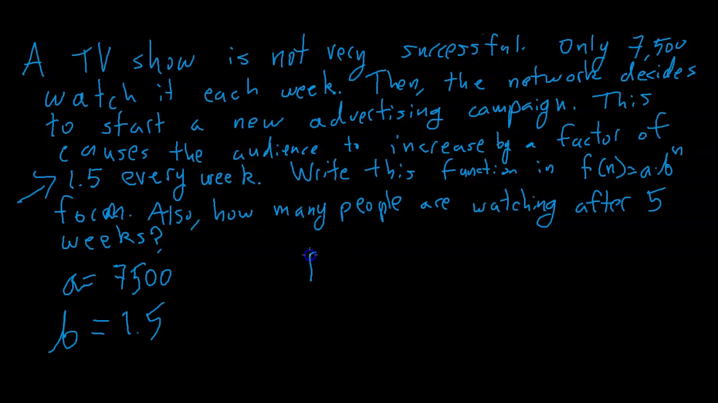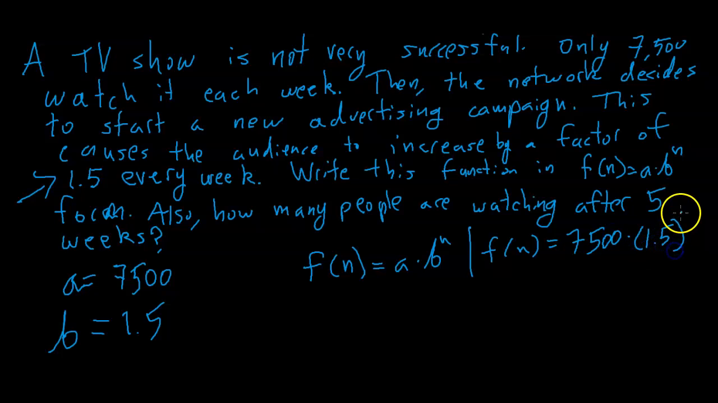Okay, so we can now write this in f of n equals a times b to the n form, right? Where f of n equals 7,500, right, times positive 1.5 to the nth power. And there we go, there's our function. Now we have a question to answer, right? How many people are watching after 5 weeks, right? How many people are watching after 5 weeks of this advertising campaign, right?